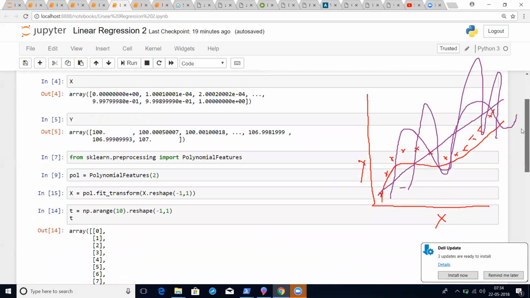Yes. So x dot reshape minus 1 comma 1. What is this doing? This is one-dimensional data. If you do minus 1 comma 1, it will convert it into rows with one column. Minus 1 comma 1 means one column and derive the number of rows.